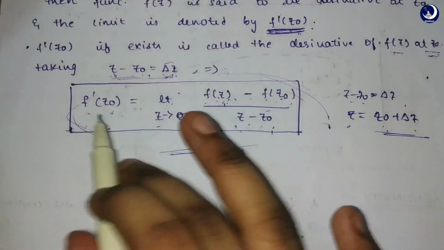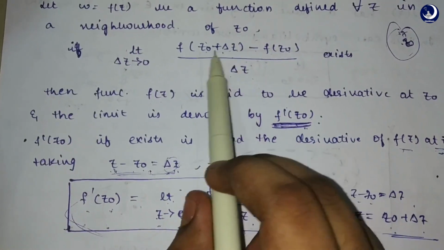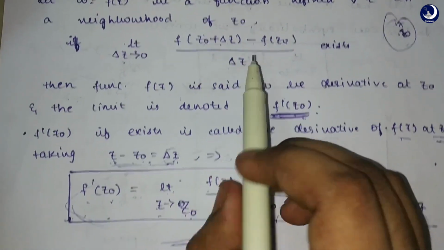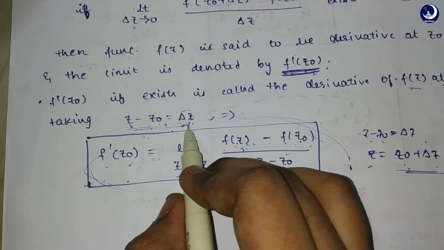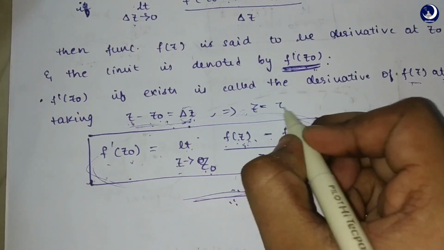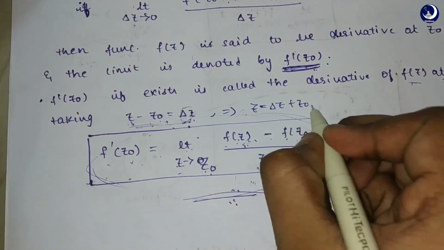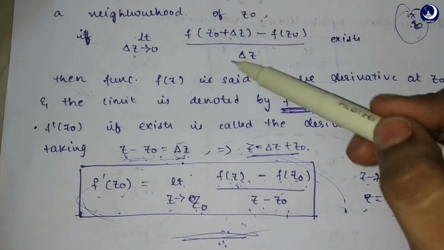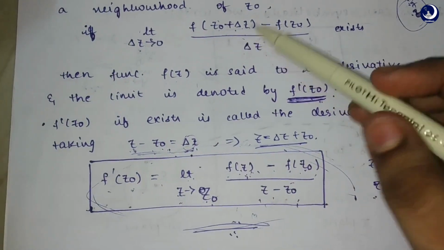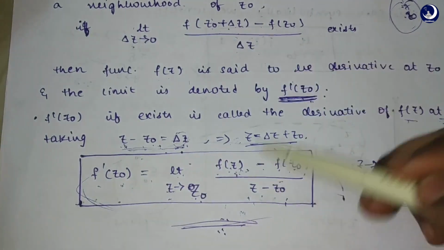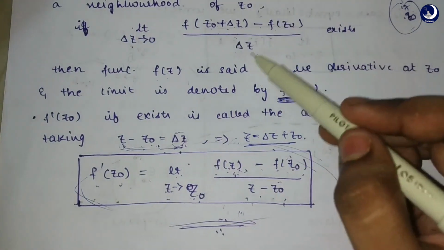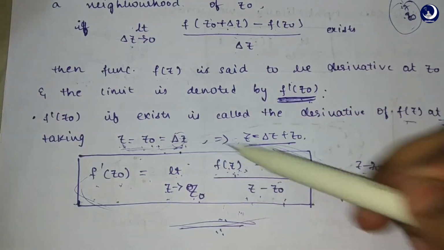So we'll first write the formula. In this we need to consider z minus z0 as delta z. That is, z equals delta z plus z0, for our convenience. So we need to substitute these in here. So the limit, with z tending to z0, of f of z minus f of z0 divided by delta z, is nothing but z minus z0.